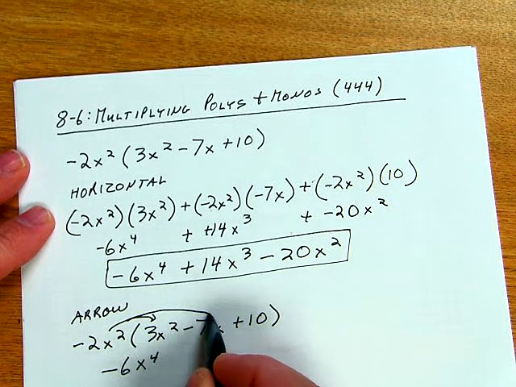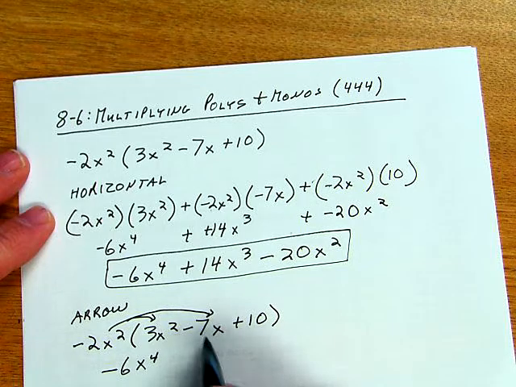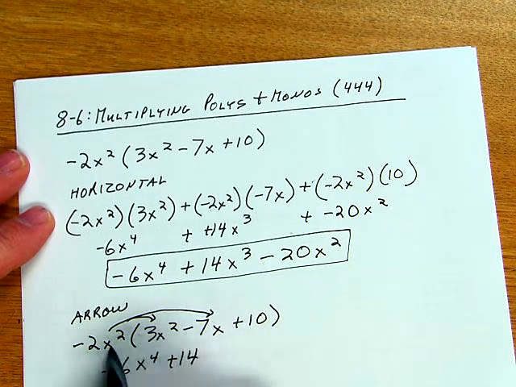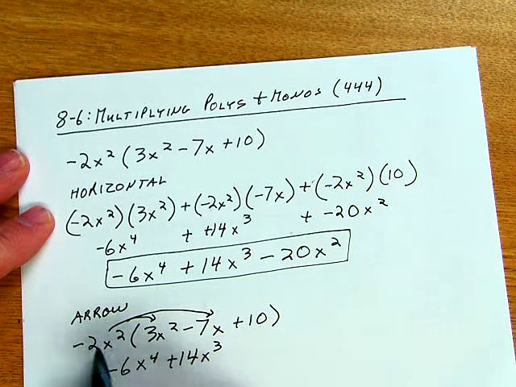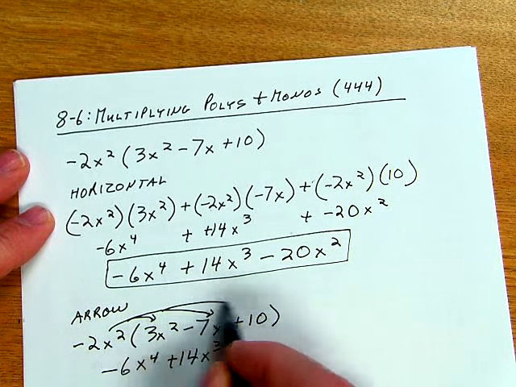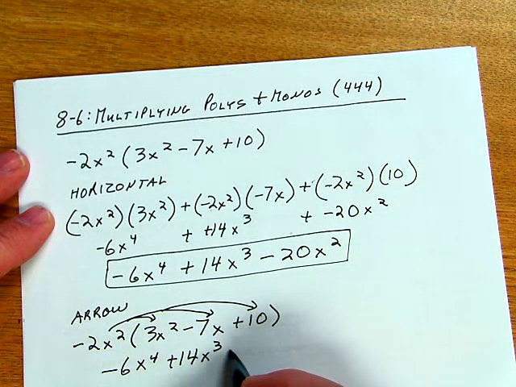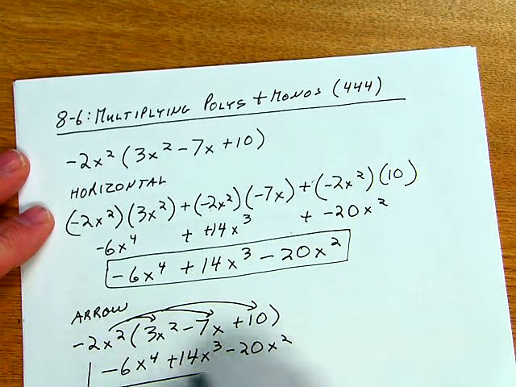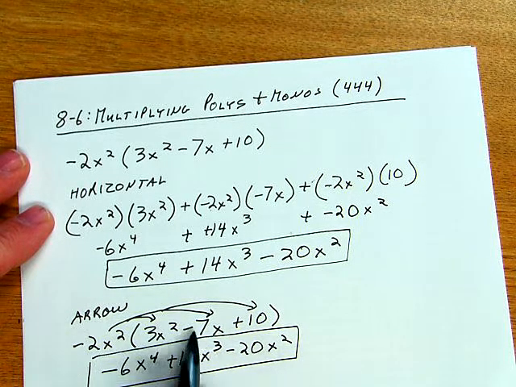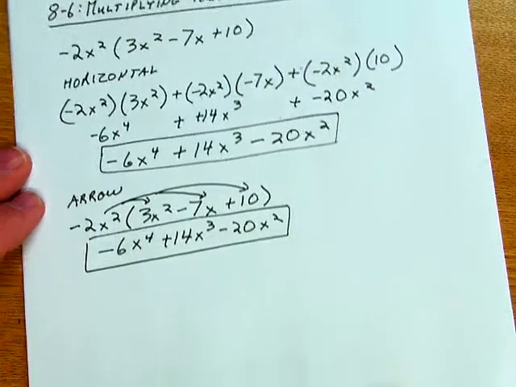Now we're going to create another arrow from the outside to the middle term. And negative 2 times negative 7 is positive 14, x squared times x to the third, adding the exponents. And finally, our third arrow, negative 2x squared times 10 gives me negative 20x squared. And you'll notice I have the same answer using the arrow method as I had up above using the horizontal method. The book also shows you the vertical method, but you can look in the book to see that.